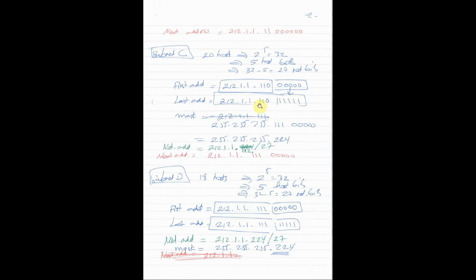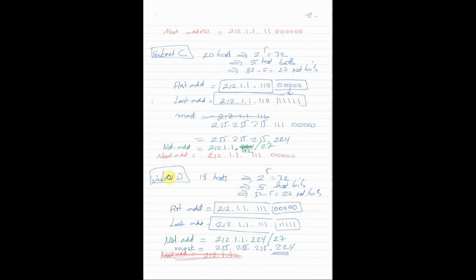If we increment by 1, this becomes 111, and then the 5 ones will become 5 zeros. So the next address is 212.1.1.111 followed by 5 zeros, and this will be the first address that can be used for subnet D.